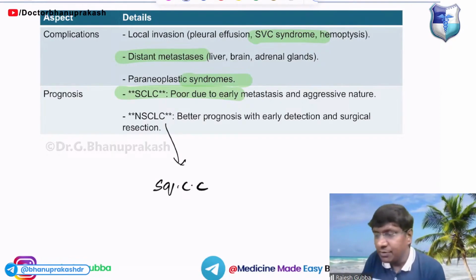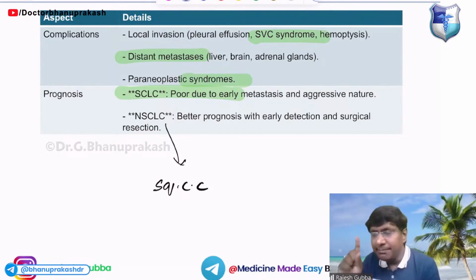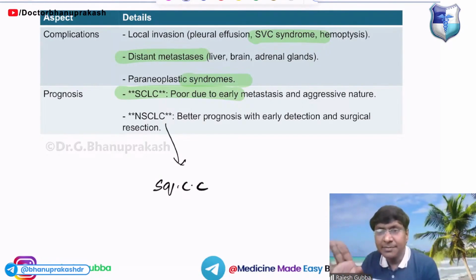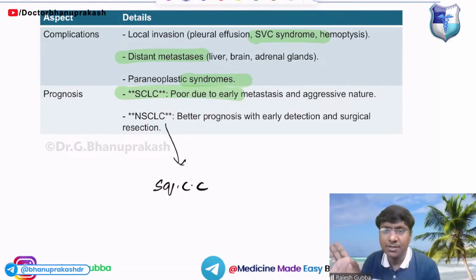So let me just quickly recap bronchogenic carcinoma in just 1 minute. Bronchogenic carcinoma is a malignant neoplasm arising from the epithelium of bronchus and bronchiole. Most common is adenocarcinoma all over the world. In India, the most common is squamous cell carcinoma. Most common risk factor, cigarette smoking. Most common environmental risk factor, exposure to radon gas.